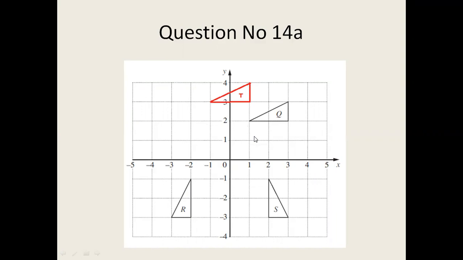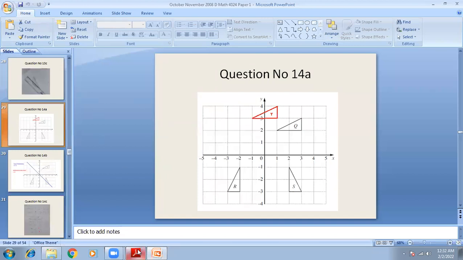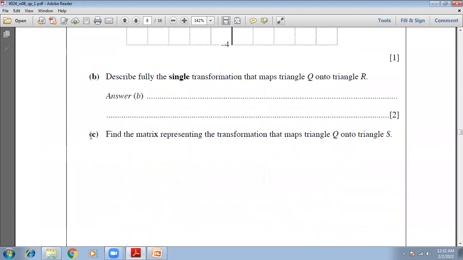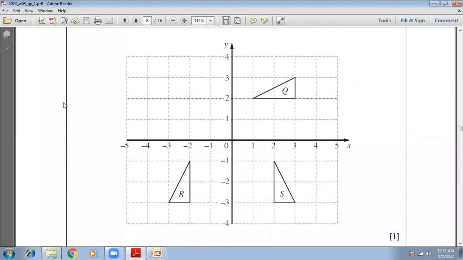I hope you understand how from the translation matrix which was given, I came to know how much you have to move. And let's move to the next part. He says we are done with the A part. Okay. Describe fully the single transformation that maps triangle Q onto triangle R.